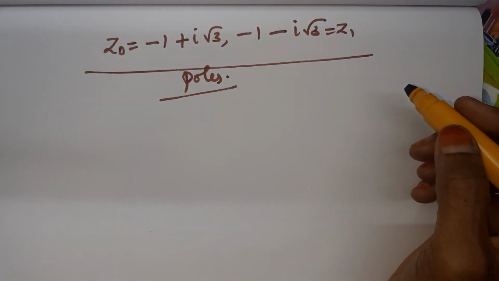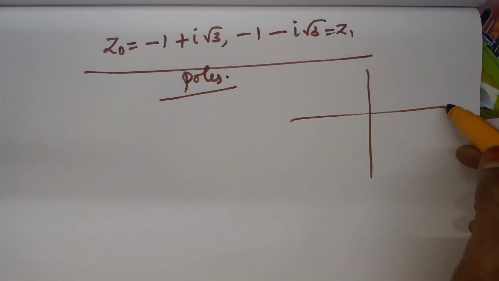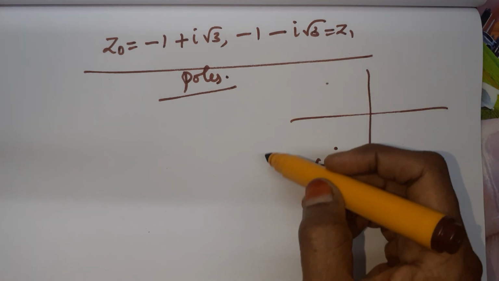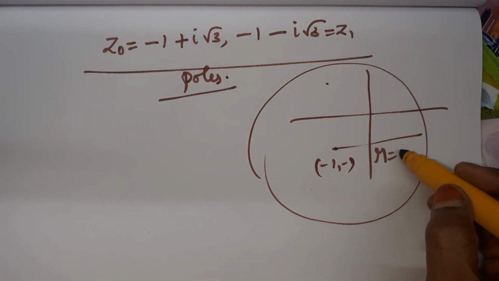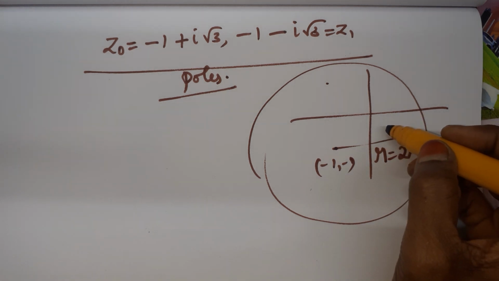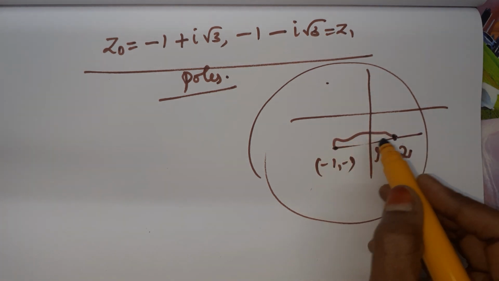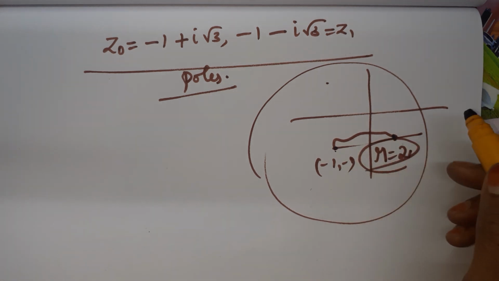So which pole is lying inside and which pole is lying outside, that we have to confirm. This is a circle with center minus 1 comma minus 1. We have taken a circle, right? What is the radius of the circle? Radius is equal to 2. Okay, if a point is lying inside, for example, if this point is lying inside, it means the distance between the center and the point, obviously it should be lesser than 2.